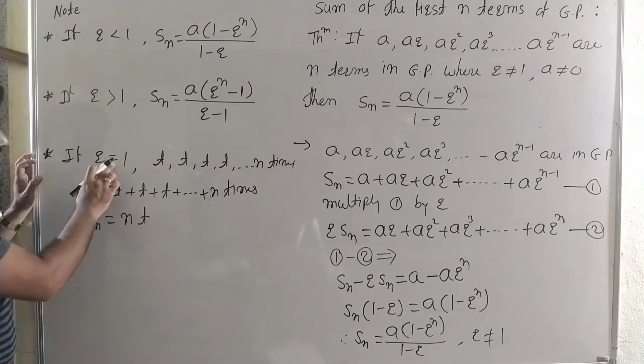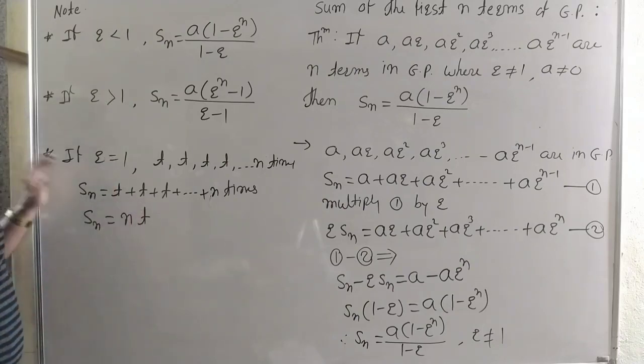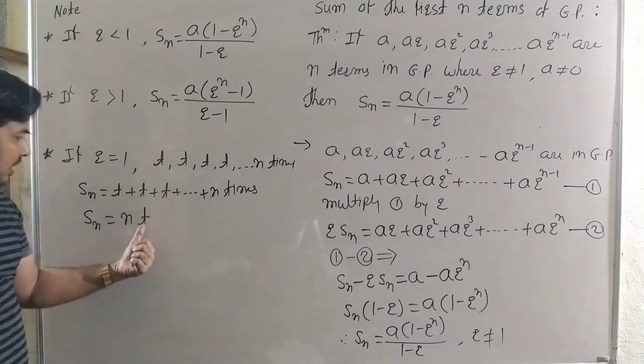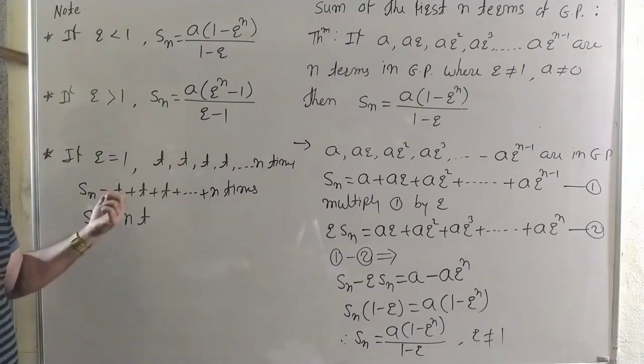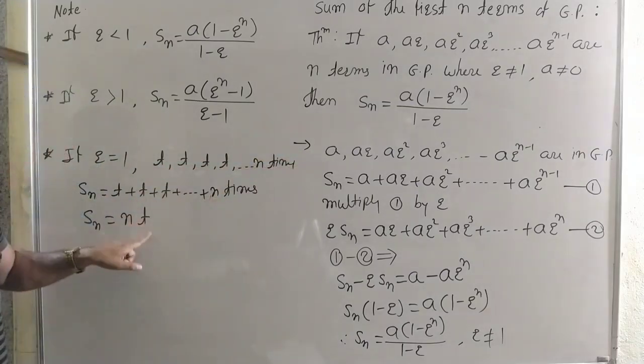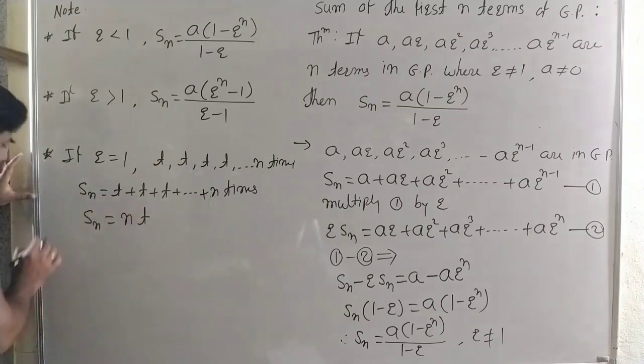When the common ratio is 1, the sum of the first n terms is n times the first term. Here t is the first term; in general we take the first term as a, so we can write n into a.